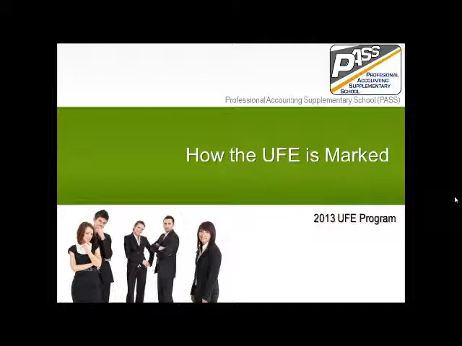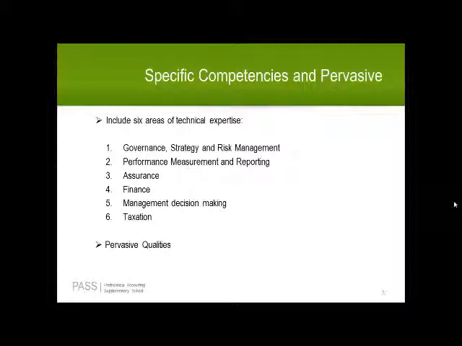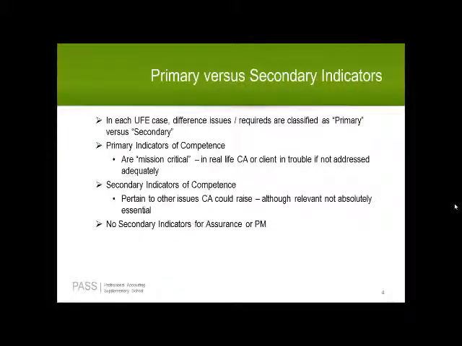Let's get started. In 2003, the marking scheme for the UFE underwent a dramatic change. What used to be a fairly simple process, where questions were given points, became a much more complicated process. Someone obviously had a lot of time on their hands to come up with the current marking system, which led to a lot of this. Not surprisingly, the UFE board considers all of the technical competencies, as well as the pervasive qualities, in the whole marking scheme. The first thing they did in the marking scheme is create primary and secondary indicators.